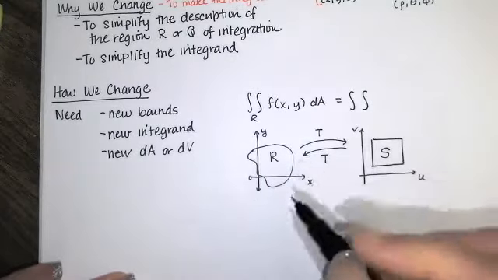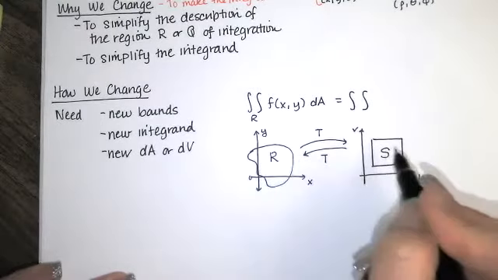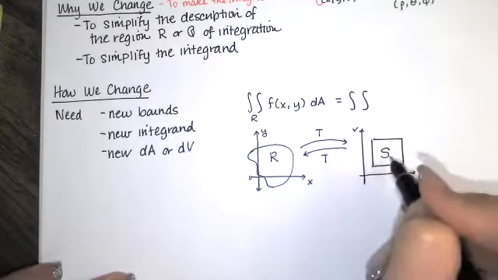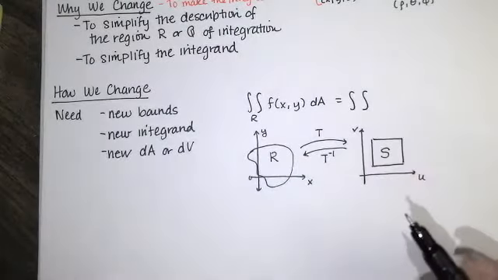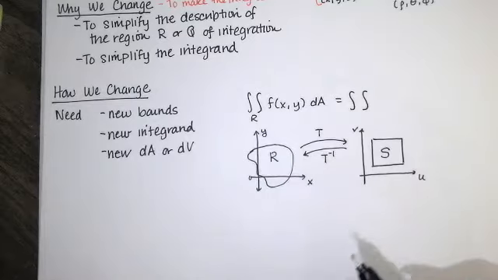But it can really go either way. We could use a transformation T to go from XY to U and V. And then to go backwards, we have T inverse. But again, this has to be a one-to-one transformation.